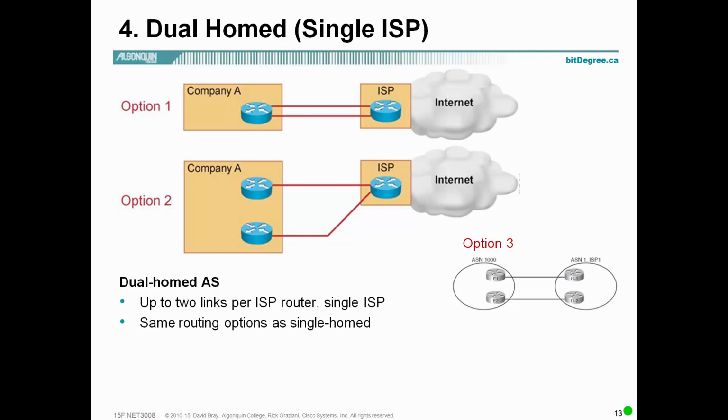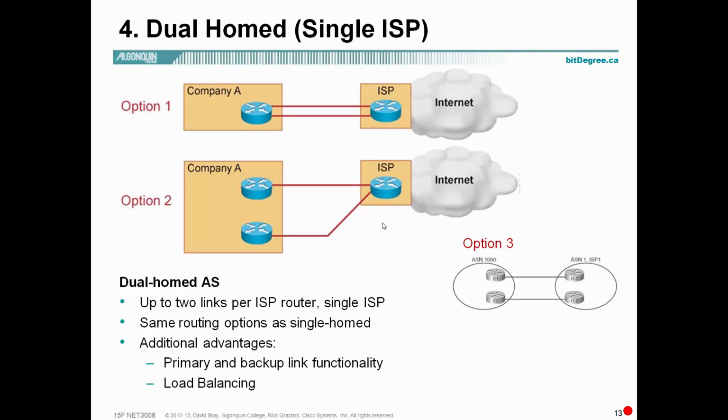Before I go on and talk about the next option, in terms of routing options, we've got the same routing options that we discussed for single home, because we still really have one provider, but now we've got multiple links to the same provider. Of course, other advantages include the ability to do load balancing and maybe to have a primary link and then a backup link in terms of routing policy, which one you would prefer to use. Maybe because you're being tariffed differently, so one link might cost you less money than the other one.